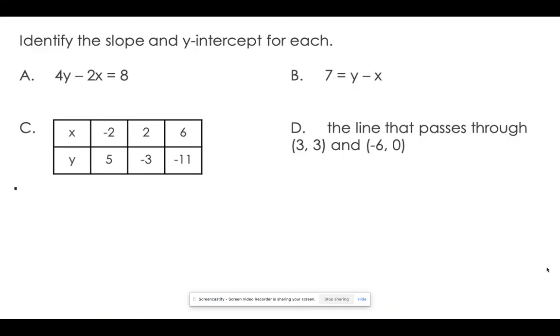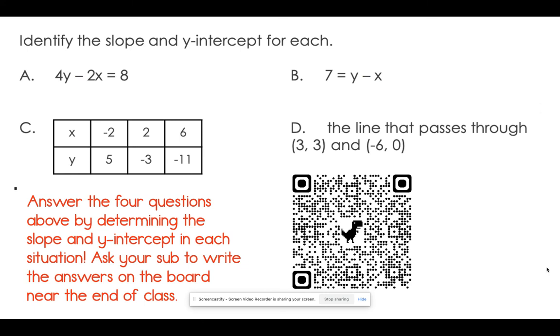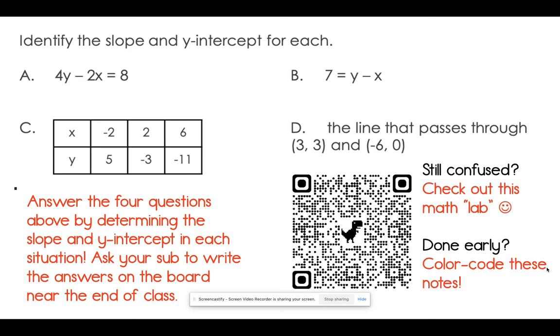And at the bottom of your page, you're going to have 4 practice problems to work on. If you're reaching the end of class, have your sub write those answers on the board or give you the paper so you can write them on the board. And there's a QR code here. It's also on your whiteboard in your classroom. And you can check out a math lab to see how does that graph of the line change as you mess with those different variables.